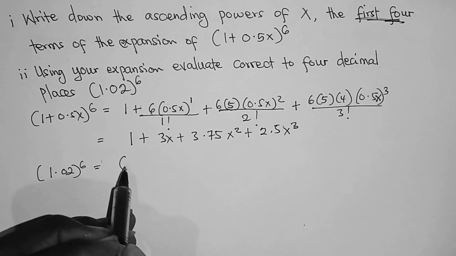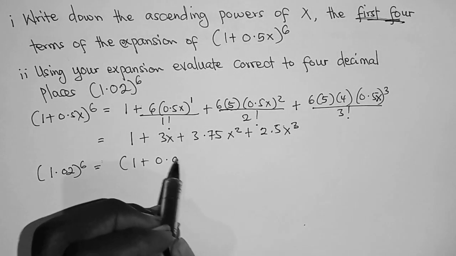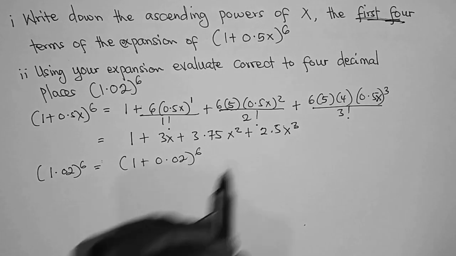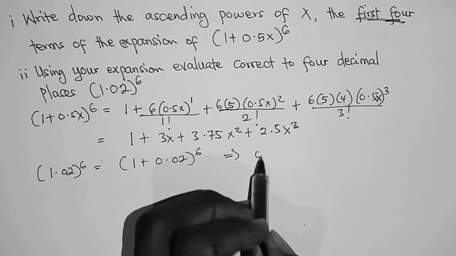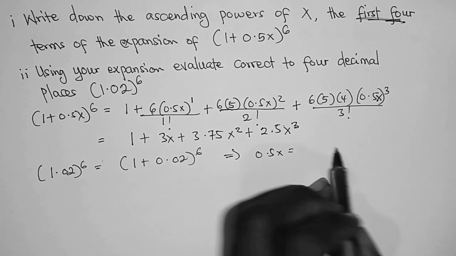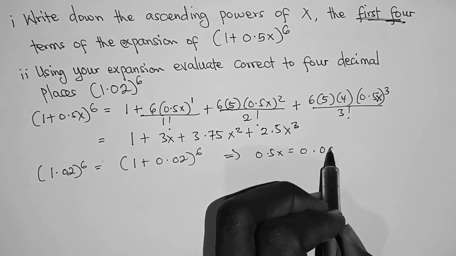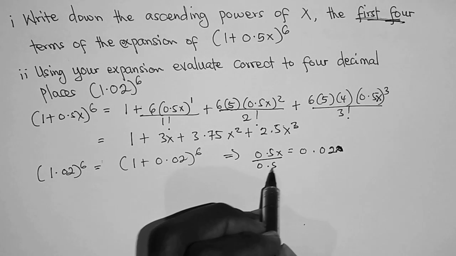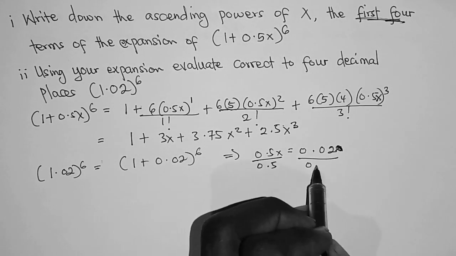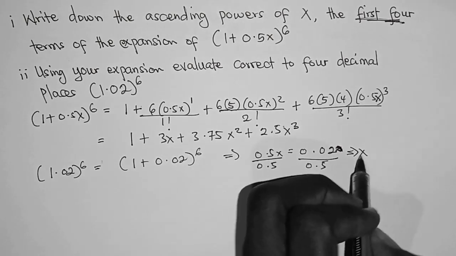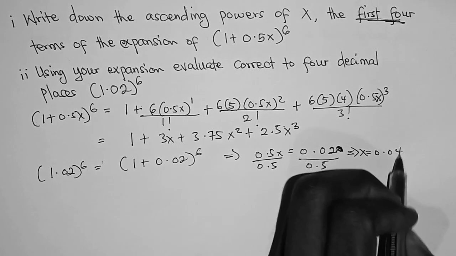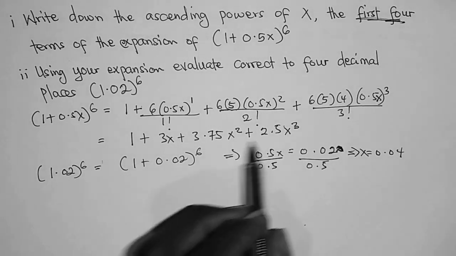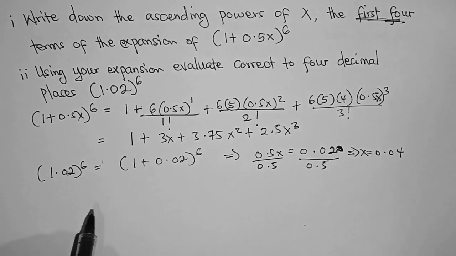This can be written as (1 + 0.02)^6. So it implies that 0.5x is equal to 0.02. Dividing through by 0.5 on both sides, it implies that x is equal to 0.04. So we are going to insert 0.04 into this expression.